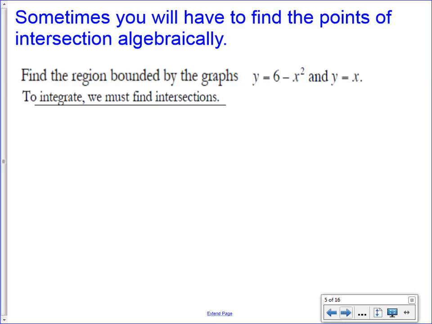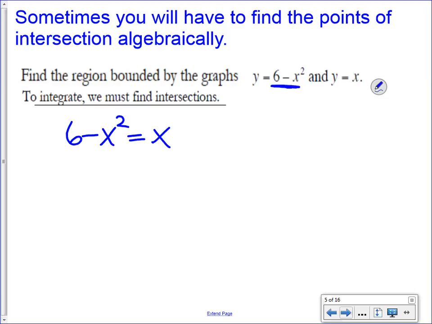Okay, now, sometimes you're not going to be given the limits of integration. So to find your limits of integration, you have to find the points of intersection, or where the two graphs intersect. Without a calculator, like this example we can do without a calculator because it's not too bad. To find your points of intersection, you want to know where the functions are equal to each other, okay?